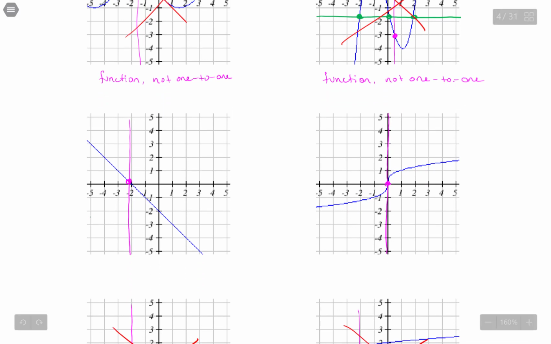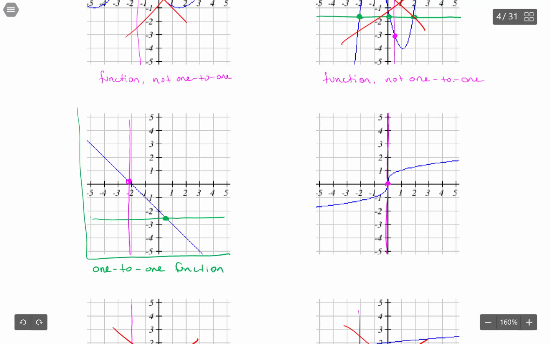This one, it turns out that no matter where I draw a horizontal line, it's only going to touch the graph at a single point. So this is our first one that is a one-to-one function. So we would certainly want to select that one in our answer.